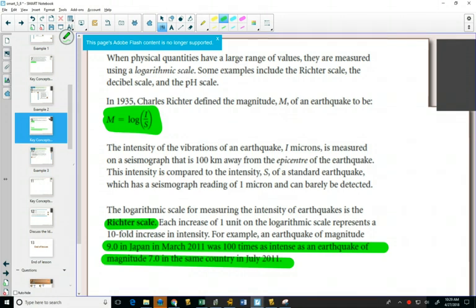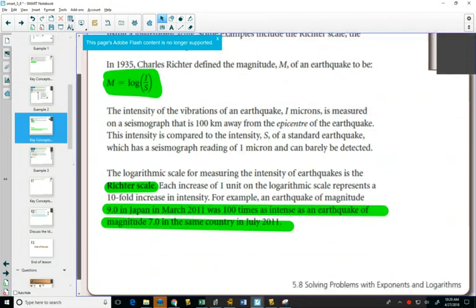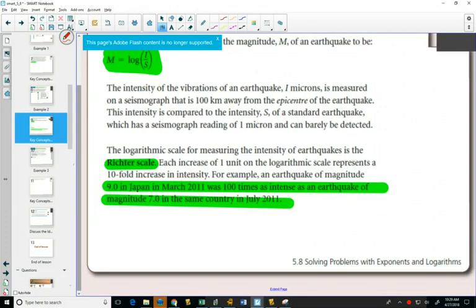If you compared an earthquake of 5.6 to an earthquake of 7.5, what have we gone up by? We've gone up by 1.9. So it will be 10 to the 1.9 times more intense. But we're going to see how does that formula get this value to us.